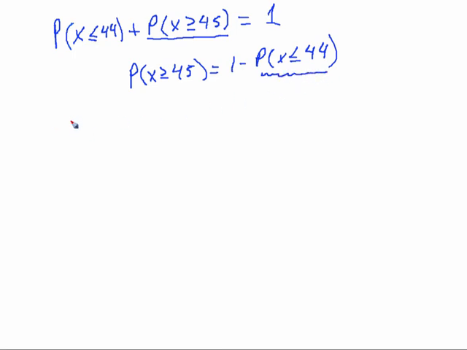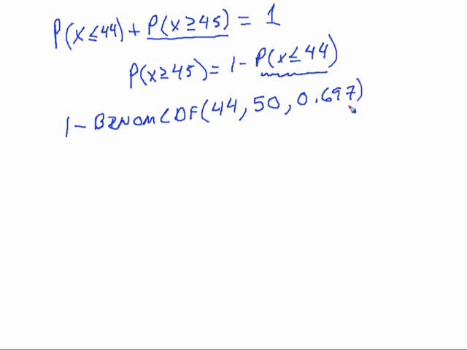So to do that, we're going to take 1 minus binom CDF. I'm going to put in a 44. Then we're going to put in n, which was 50. And then we're going to put in the probability, which is 0.697. Okay? All right, and what you're going to find is that's going to be a pretty small number. So the probability of X being greater than or equal to 45 is going to be relatively small.